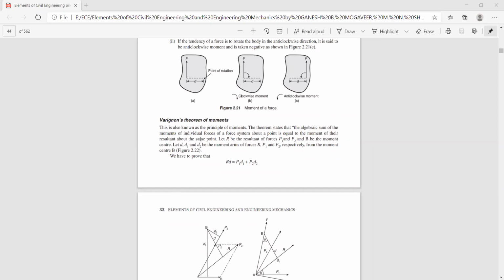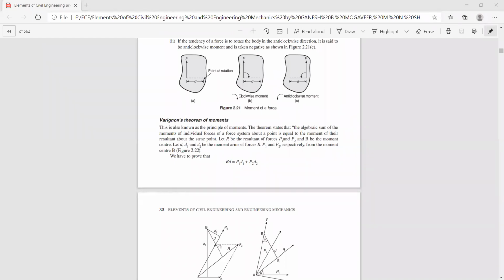You know what is a resultant? Resultant is nothing but the combined effect of the given force system. So if you consider the moment of that resultant with respect to any point in the plane, it will be equal to the algebraic sum of moments of the individual forces about the same point. This is also known as the principle of moments.